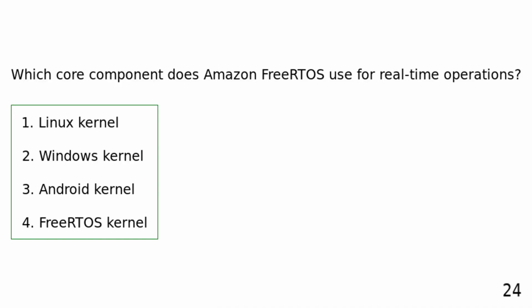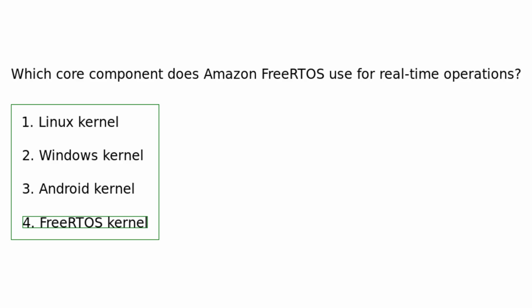Which core component does Amazon FreeRTOS use for real-time operations? Linux kernel, Windows kernel, Android kernel, FreeRTOS kernel. Amazon FreeRTOS is built on the FreeRTOS kernel, which is designed for real-time operations.